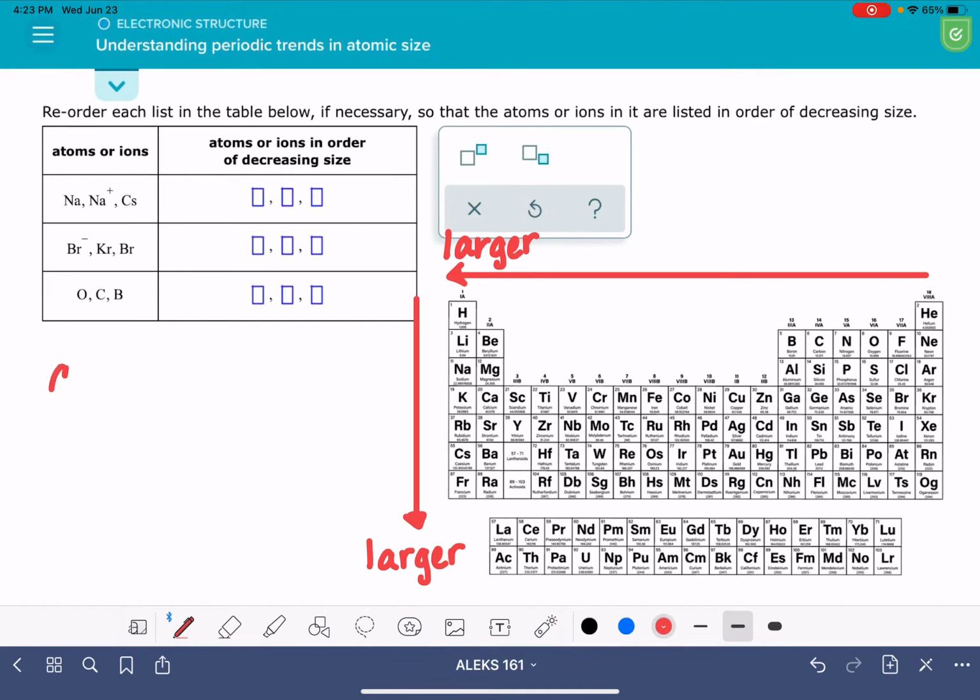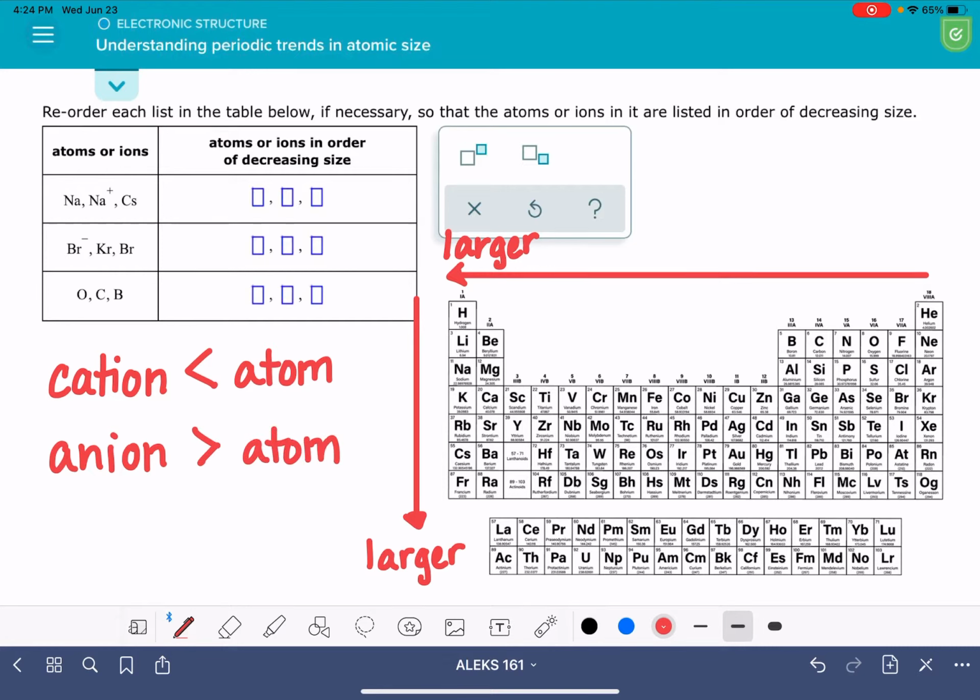For ions, a cation is smaller than its relative atom. So turning an atom into a cation causes it to get smaller. And anions are the other way around. When we turn an atom into an anion, it causes the anion to become larger. So with that information, we're going to rank these atoms and ions in order of decreasing size, which means we want to list the biggest one first.